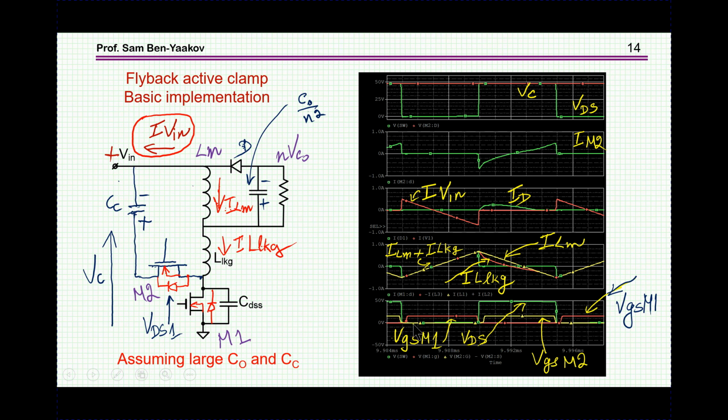So we have the two pulses, we have VDS, we have the current of the primary inductance, we have the current of the leakage by itself, okay? And then this is, by the way, the green one is the current of the transistor, this transistor, okay?